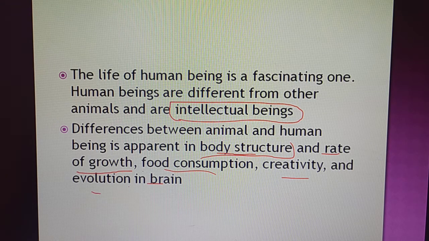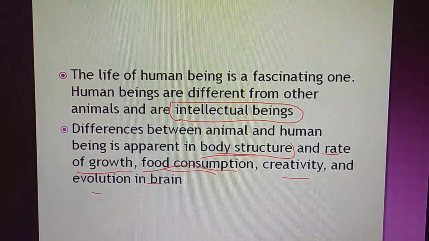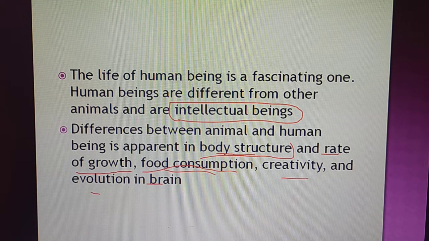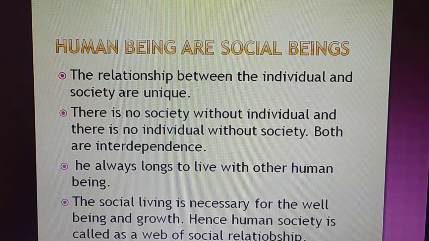In the case of food consumption also, the human being has his own food system. I mean food habits, we can say. He cooks the food, then he consumes it. And in the case of creativity also, the many creative things that human beings do are different from those of animals. So these are the areas where we can spot the differences between animals and human beings.